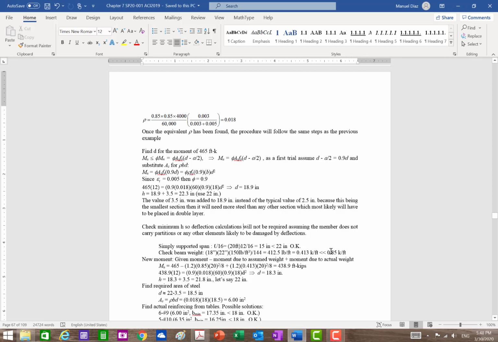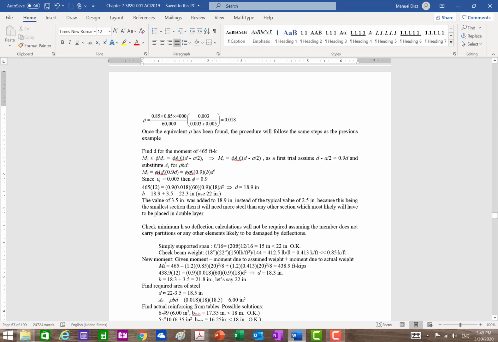Okay? So here again, just to review, I'm going to show you again how to correct for the new weight, right? So new moment will be your given moment minus the moment due to the assumed weight, which was 0.85, and then you add the moment due to the actual weight, which is now 0.413. So here is the given moment. I find the moment of the beam, and they told me that the beam weight was 0.85 because it's a dead load and multiplied by 1.2.